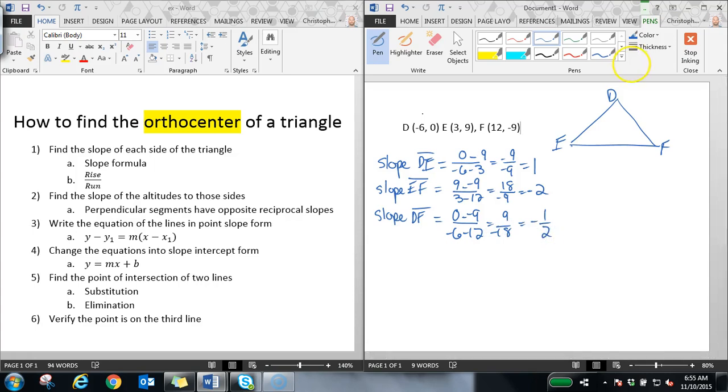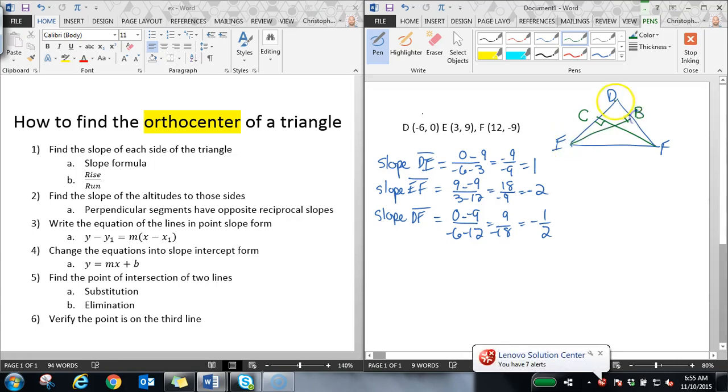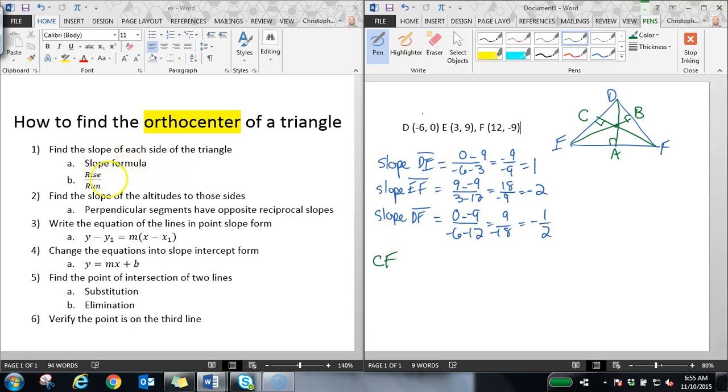But we want to find the opposite reciprocal. So the next thing I'm going to do is draw these. Make that C. I'm going to draw from E over to B, and D down to A. And it should intersect here, but it's just a rough drawing. We just want to be able to reference stuff. So we've found the slope of each side using the slope formula, because we can't count. Now the slope of the altitudes of those sides.